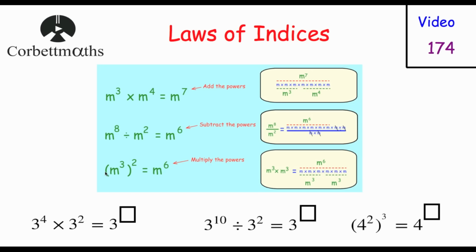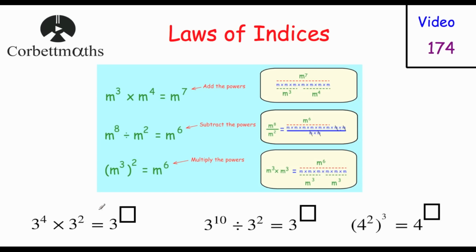And finally, we've got a power of a power. If you've got a power and then another power, you multiply the powers together. Let's have a look and see why that works. If you had m cubed squared, remember squared means multiply by itself, so we're doing m cubed multiplied by itself. That's m times m times m, multiplied by m times m times m, and if you multiply all those together, you'd get m to the power of 6. A quick way of doing it is to multiply the powers. If you've got a power to a power, you can multiply the two powers. 3 times 2 is equal to 6.